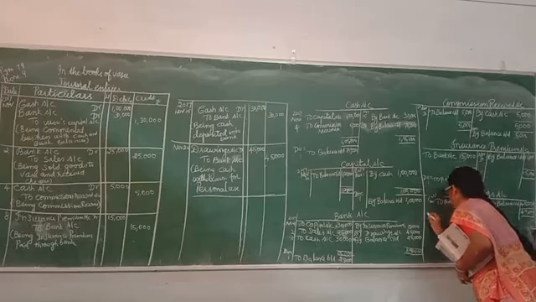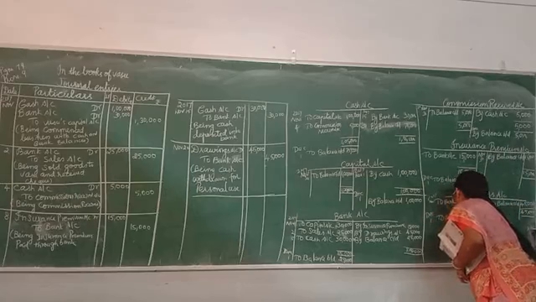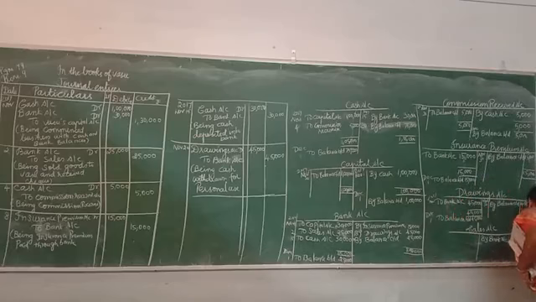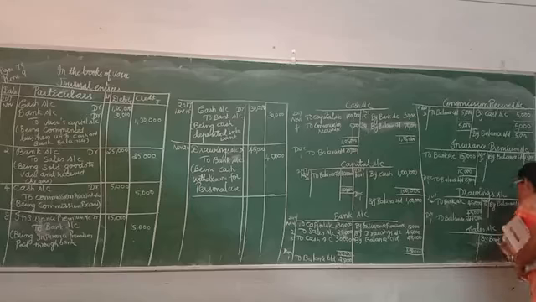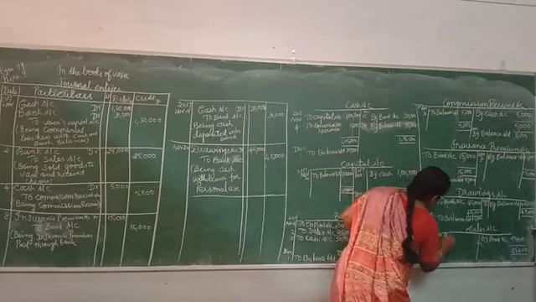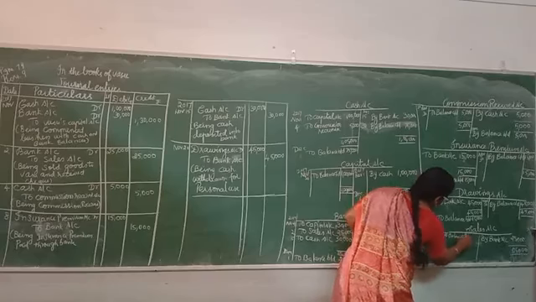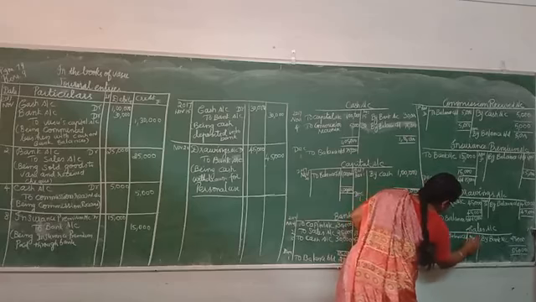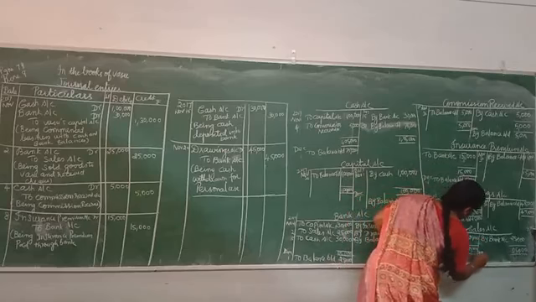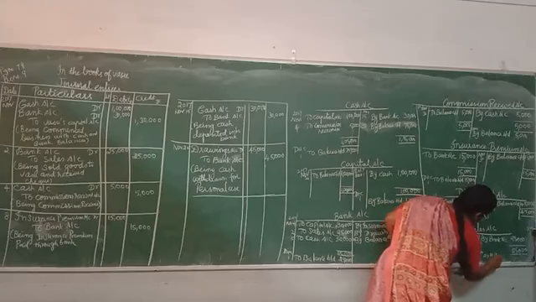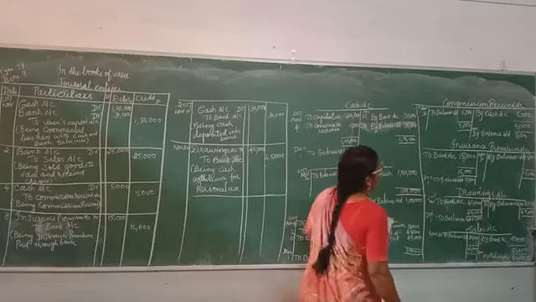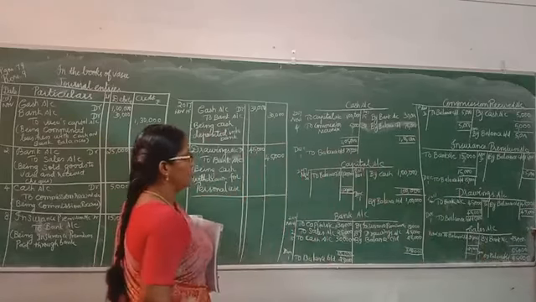Next one, December 1st, to balance brought down 45,000. Next, 25,000. Can be here, November 30, to balance carry down 25,000. Next one, December 1st, by balance brought down 25,000. So like this you have to do the sum.